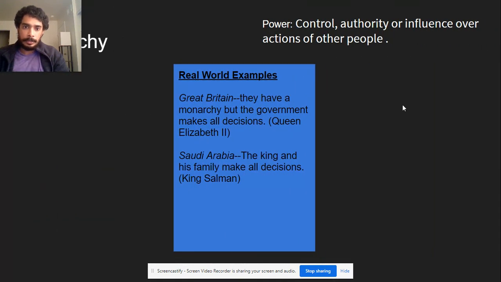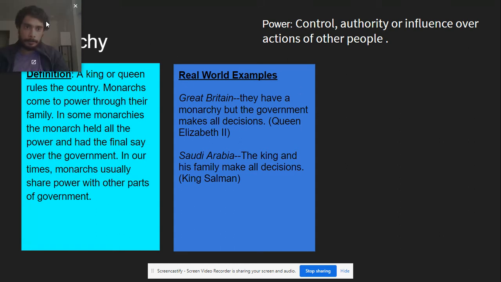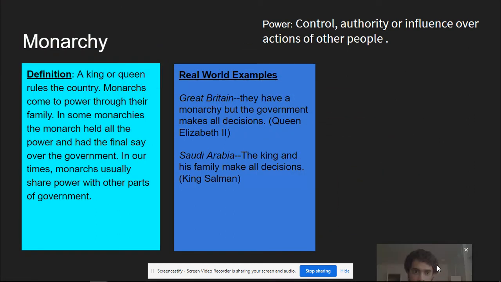The first one we're going to focus on is monarchies. Monarchy is when a king or queen rules the country. Monarchs come to power through their family. In some monarchies, the monarch held all the power and had the final say over the government. In our times, monarchs usually share power with other parts of government. Okay? So they have power, but the government usually has more power than the monarchs in our time.